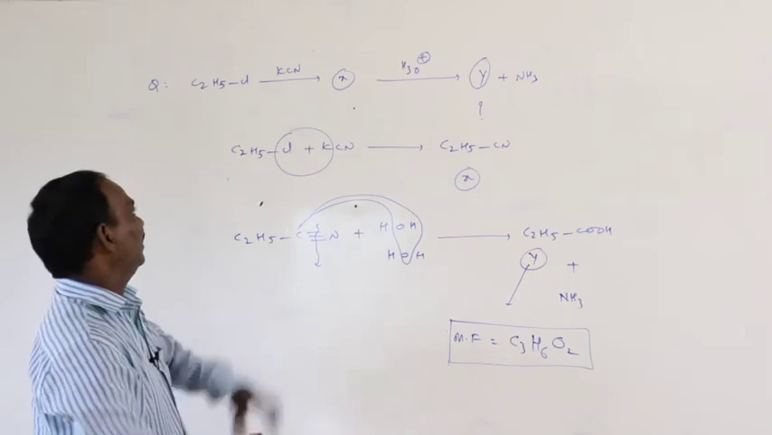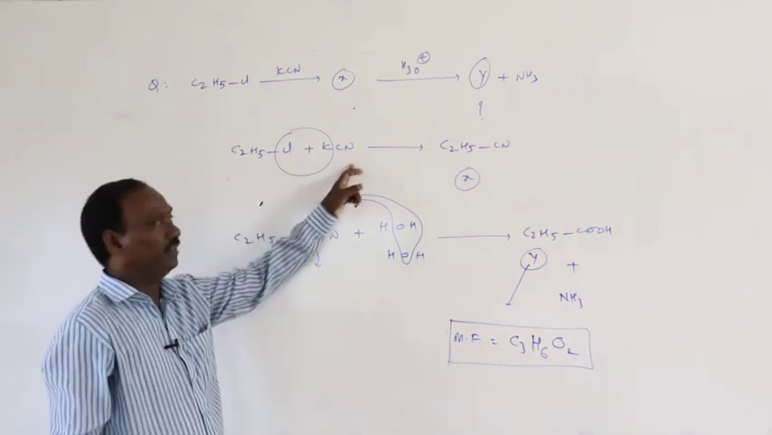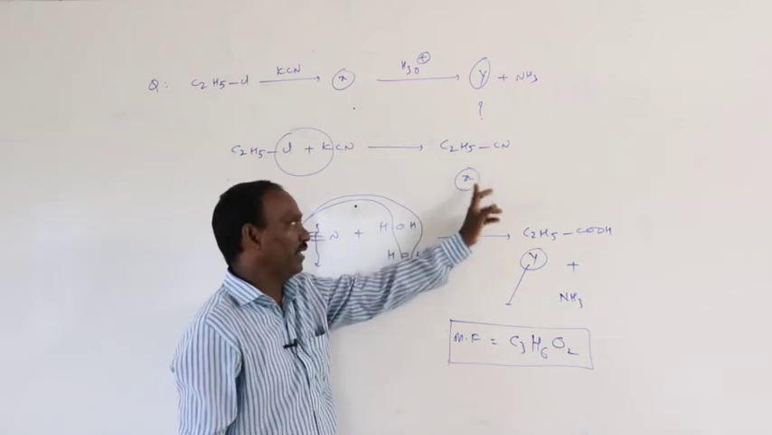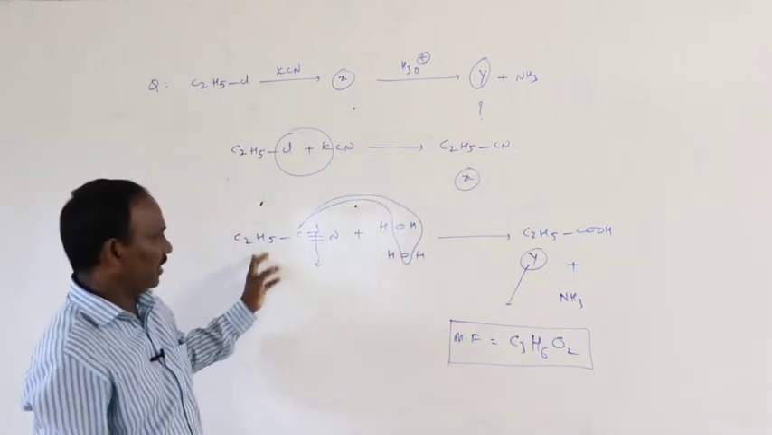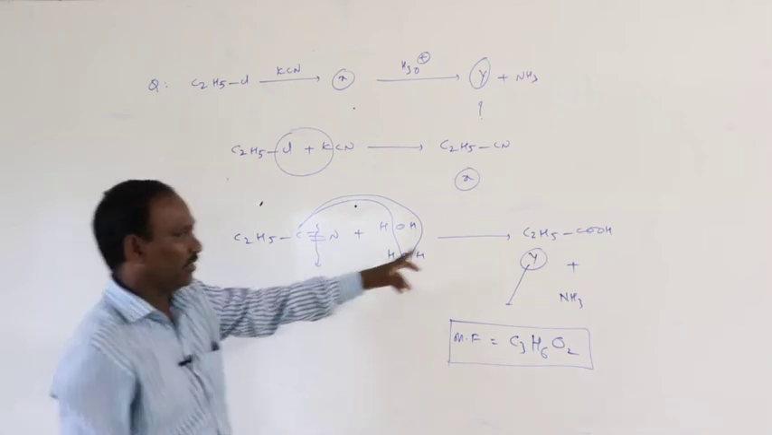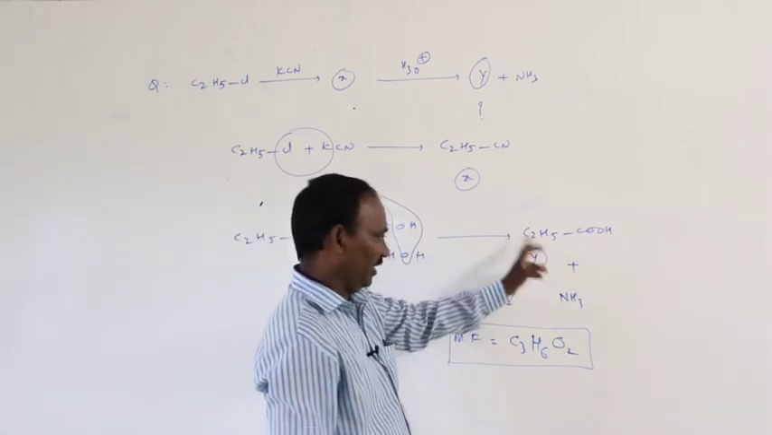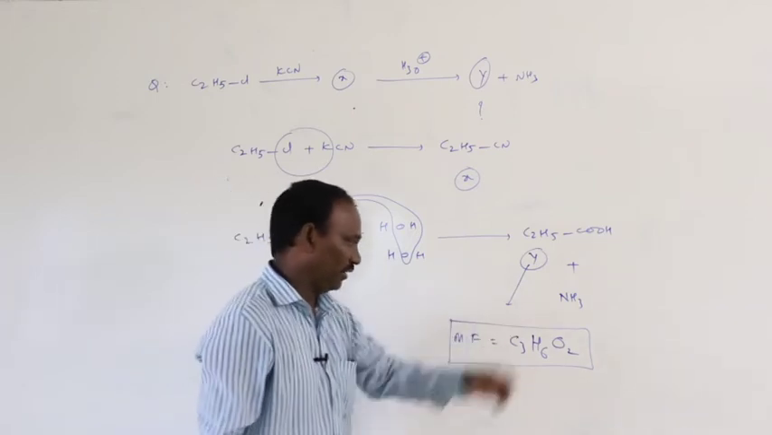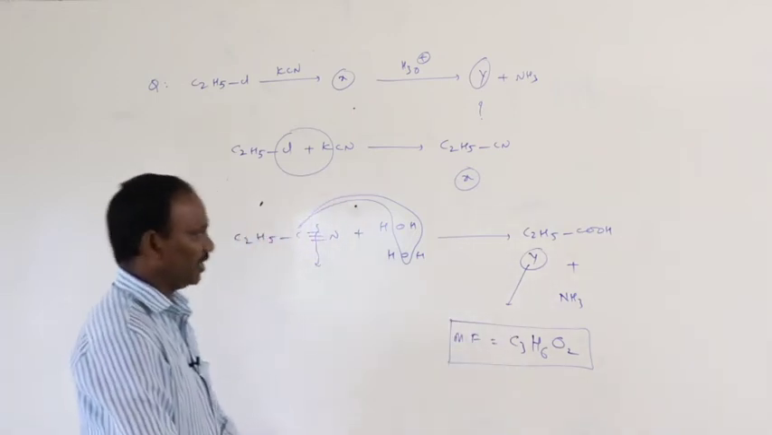Okay, X: ethyl chloride plus KCN, a nucleophilic substitution reaction takes place to form ethyl cyanide, it is X. Now this ethyl cyanide upon hydrolysis forms propanoic acid plus ammonia. Here propanoic acid is Y, and its molecular formula is C3H6O2.